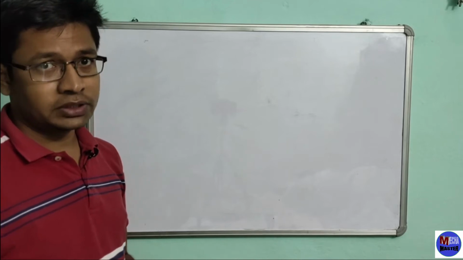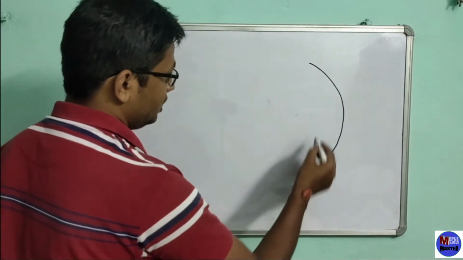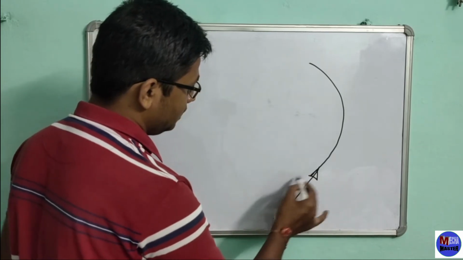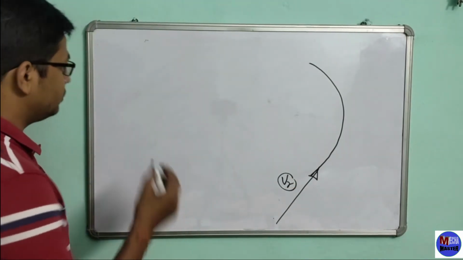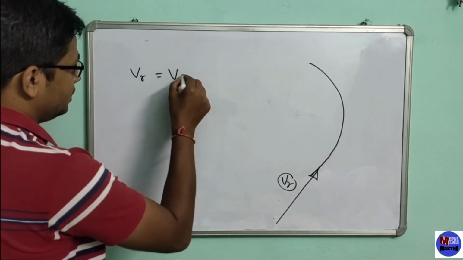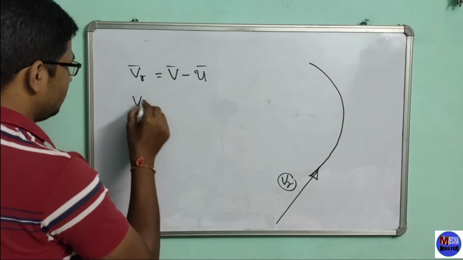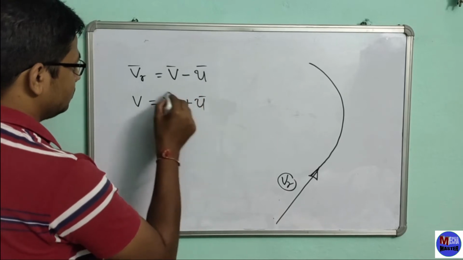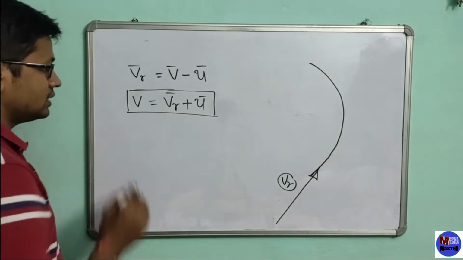There are some basic rules that you must know about. The first one is that the tangential velocity will always be the relative velocity. Suppose there is a vane and this is the tangent, then this velocity will be the radial velocity. I have already told you that relative velocity is equal to the main velocity, that is jet velocity, minus velocity of vane. These are vector quantities. So velocity of jet is equal to relative velocity plus vane velocity. Okay, this is the formula that will be very helpful for us.